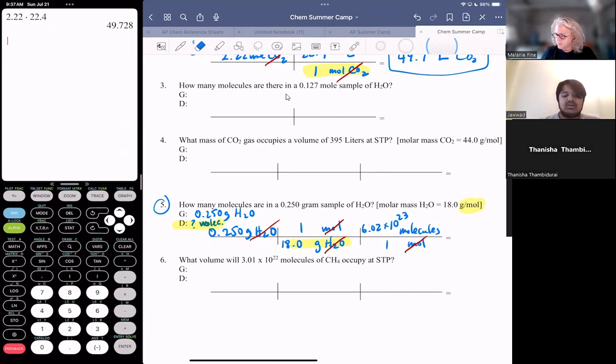Is it 2.709 times 10 to the power of 20 times 10 to the power of 24? What'd you get? I got 2.709 times 10 to the power of 24.